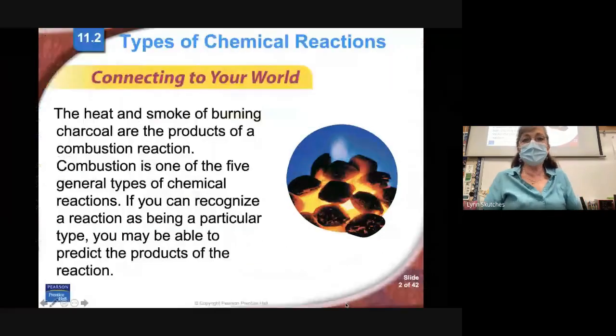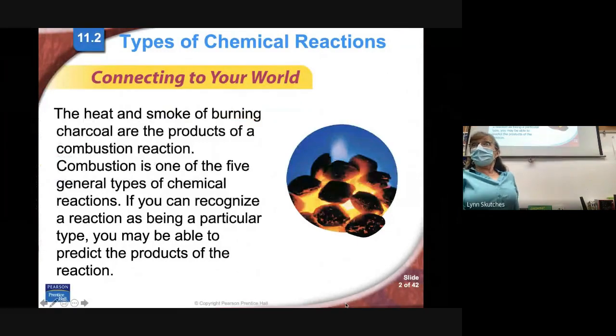Fire is a chemical reaction, unsurprisingly, I hope. And we are going to have some fire today, which is why it smells like burning stuff in here, but just really briefly, not charcoal briquettes.